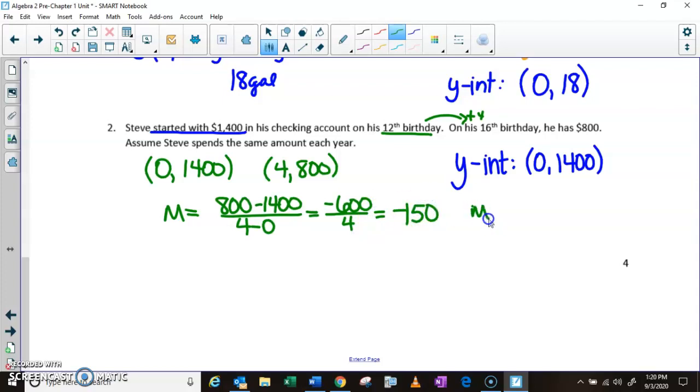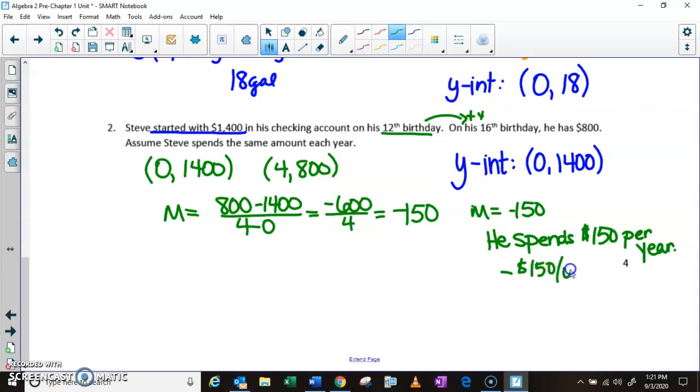which will give me -150. So my slope is -150, which means that he is spending $150 per year. So that is a -$150 per year. All right, that's it.